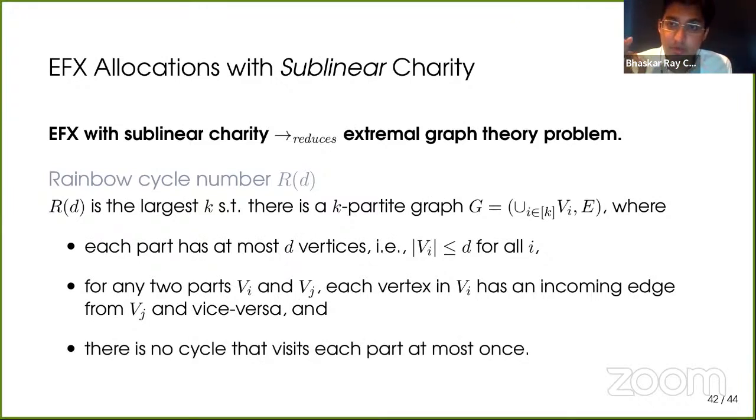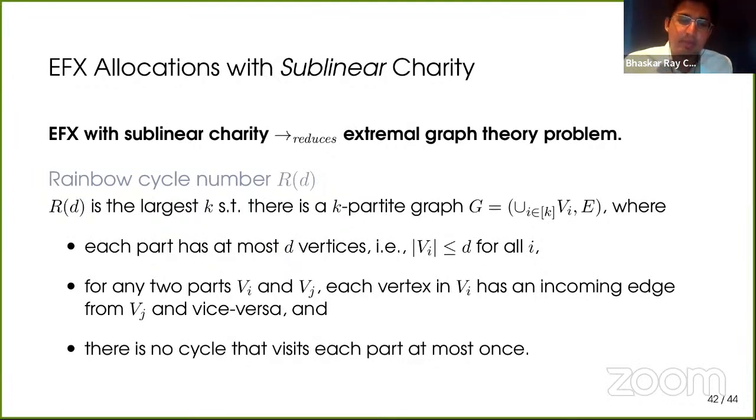And this is the most important condition: there exists no cycle that visits each part at most once. Meaning that if this k-partite graph contains any cycle, then this cycle must contain two vertices from some part. It cannot be that this cycle contains at most one vertex from every part. Whatever part it visits, it contains just one vertex of it. This is an illegal cycle. So satisfying these constraints, how large can K be? That is what we call R of D.